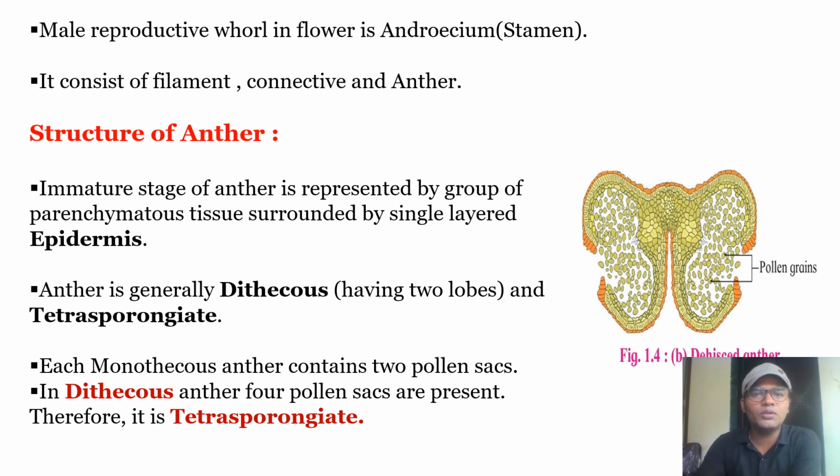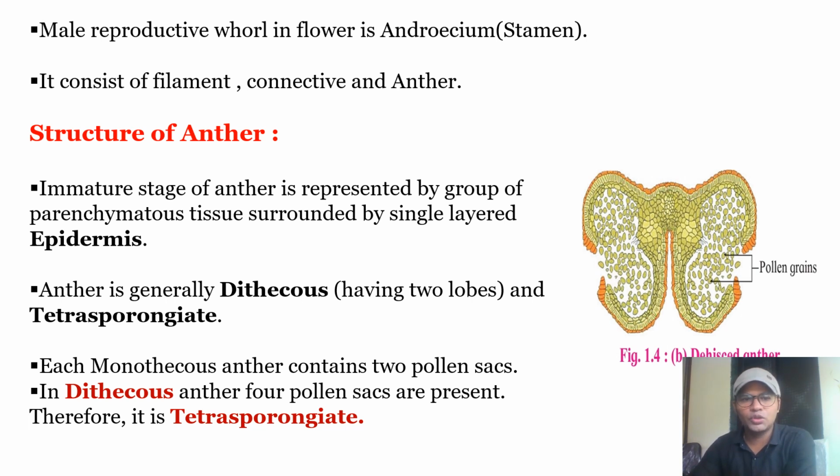You are well known about the male reproductive whorl of a flower, that is nothing but androecium, and individual member of the androecium is said to be the stamen. Within the stamen it shows the presence of filament, connective and anther. So first of all, structure of anther.